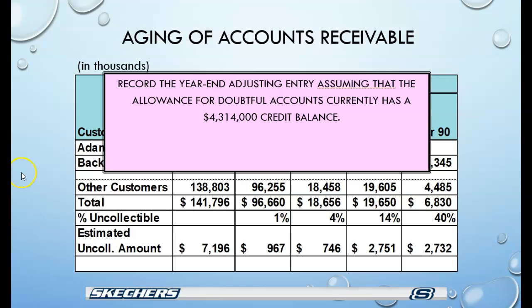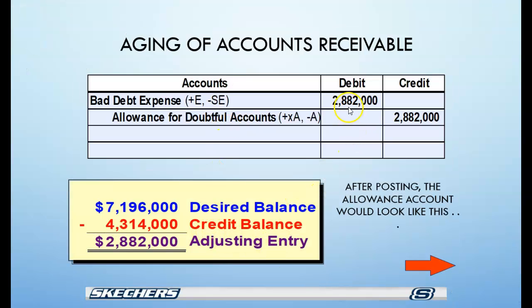Just a reminder of where we were. We had looked at this example of Skechers, where by aging all of the different accounts, we had identified that what should be in the allowance for uncollectibles was $7 million. Right now, what was in our allowance for uncollectible account was about $4 million. So we needed to write an adjusting journal entry. And the adjusting journal entry, and again, this would be allowance for uncollectible accounts in our textbook, $2.8 million. And the offsetting account would be bad debt expense.